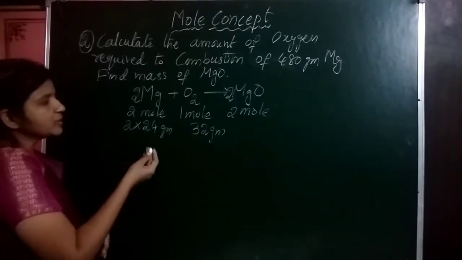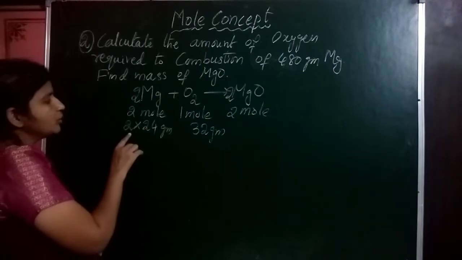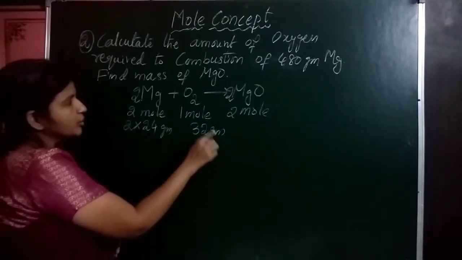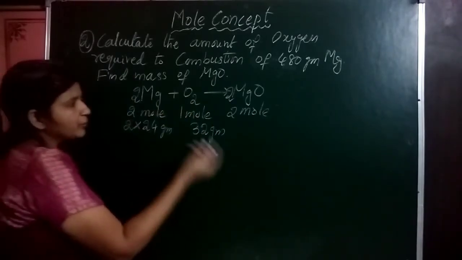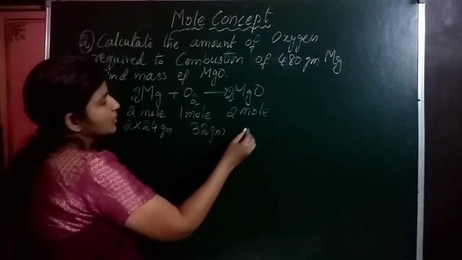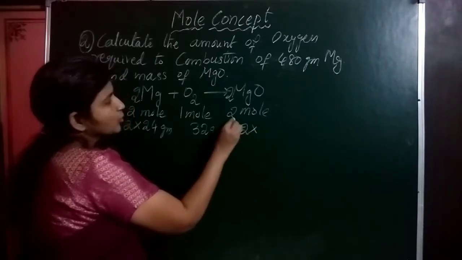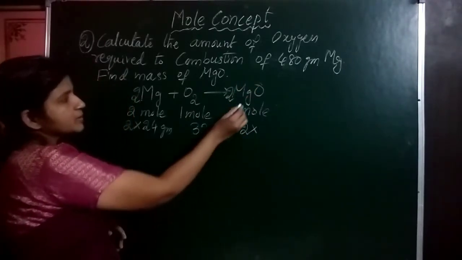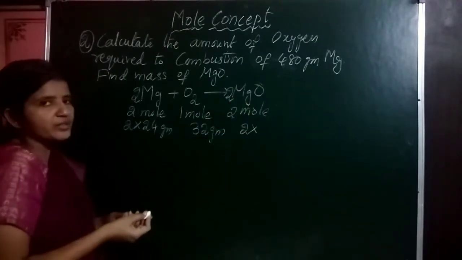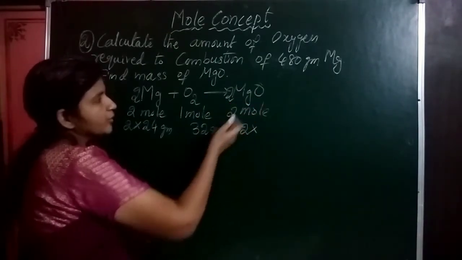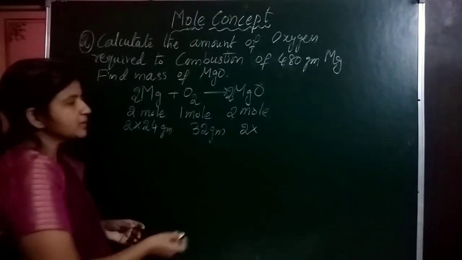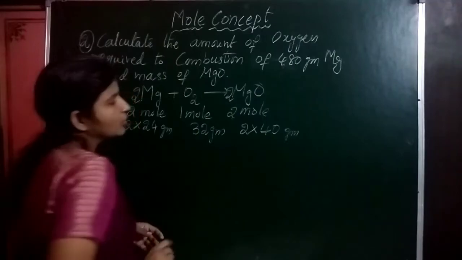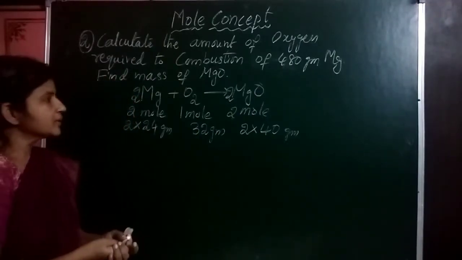So here, according to the equation, what we can understand is that 2 into 24 grams of magnesium reacts with 32 grams of oxygen and produces how much magnesium oxide? 2 into 2 moles, 2 into 1 mole of magnesium oxide equals how much? Magnesium atomic weight is 24, oxygen atomic weight is 16. 24 plus 16, how many grams? So 40 grams. Okay, see the equation properly and understand.